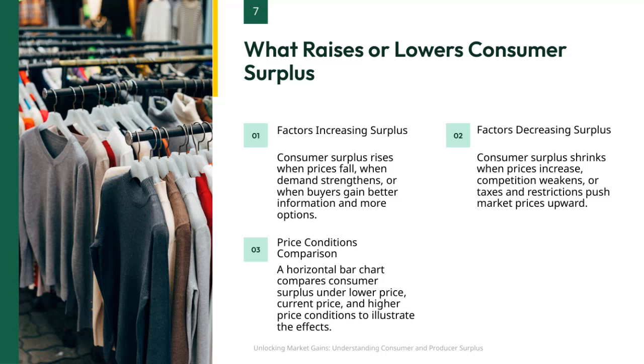Let's look at what raises or lowers consumer surplus. Starting with the factors that increase it, consumer surplus tends to rise when prices fall, demand gets stronger, or buyers have better information and more options to choose from. On the other hand, several factors decrease consumer surplus. It shrinks when prices go up, competition weakens, or when taxes and regulatory restrictions push market prices higher.